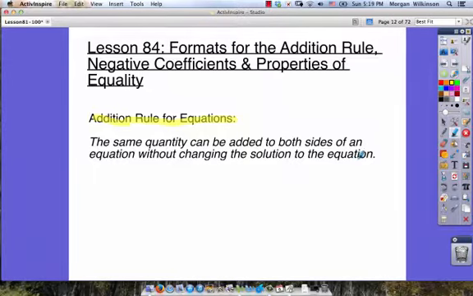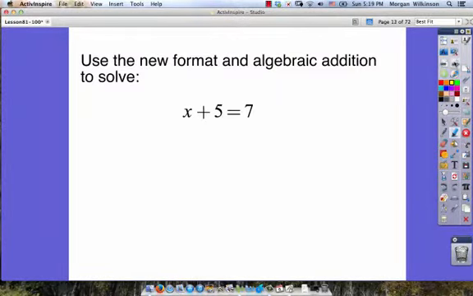Let's look at our first example, and we're going to use that addition rule for equations. It says, use the new format in algebraic addition to solve. Now, in this problem, x plus 5 is equal to 7. We know that x must be equal to 2, because 2 plus 5 is 7. That's definitely true, but that's not our new format, and that's not algebraic addition. So we're going to erase what we have here, and we're going to solve this a different way to find our answer of 2.